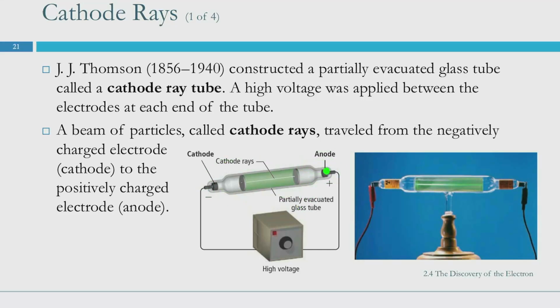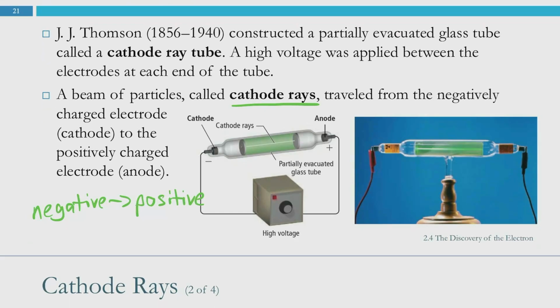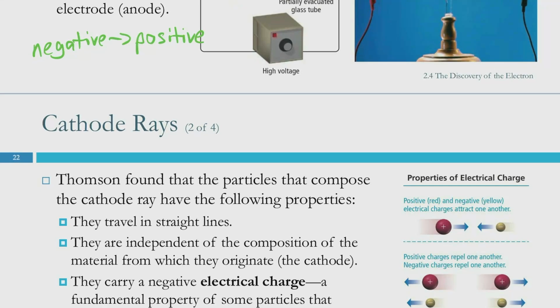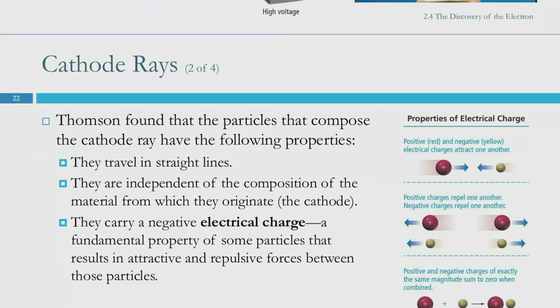There's a cathode and an anode. And he noticed in this glass tube a beam of particles. He called the beam of particles cathode rays. They traveled from the negatively charged electrode to the positively charged electrode. So that's some cool observations. Thomson found that those particles that compose the cathode ray have the following properties.